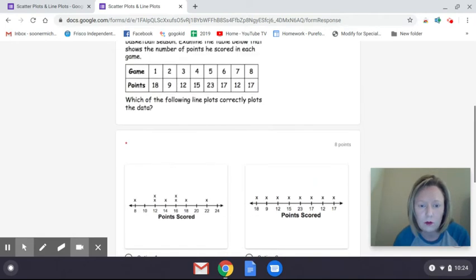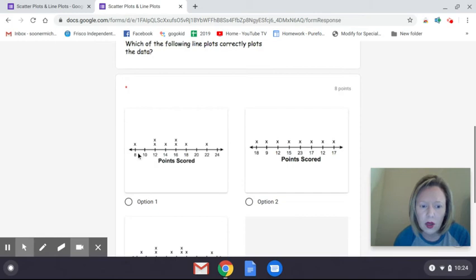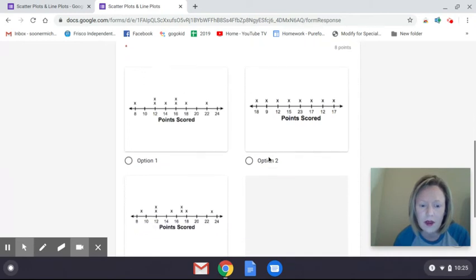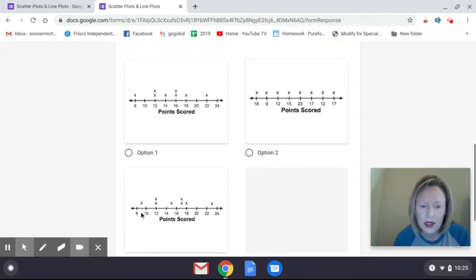Now, if I'm looking at a line plot, I'm already thinking that this one looks weird because all of the numbers are out of order, but let's keep an eye on it. For game number 2, they scored 9 points. 9 would be in the middle of 8 and 10, so there's no X above a 9 on this one. So that's going to go ahead and rule out option 1. This one has a 9 with 1 X above it. And this one has an X in the middle of 8 and 10, so that would be for 9 as well.